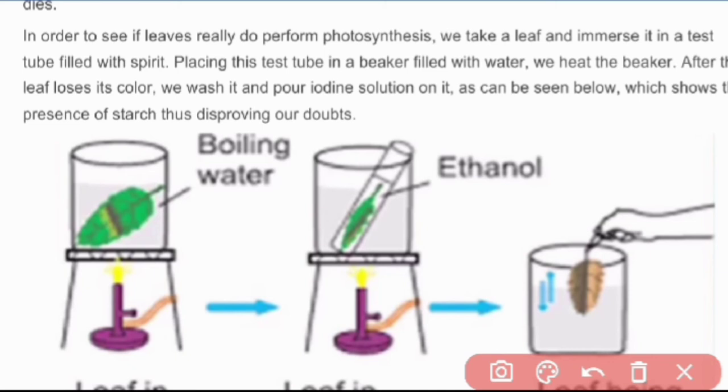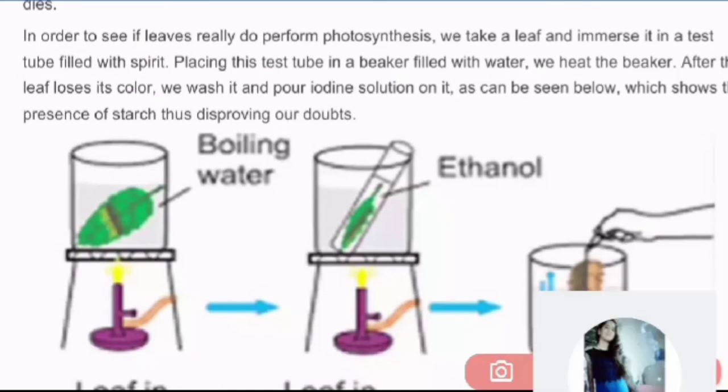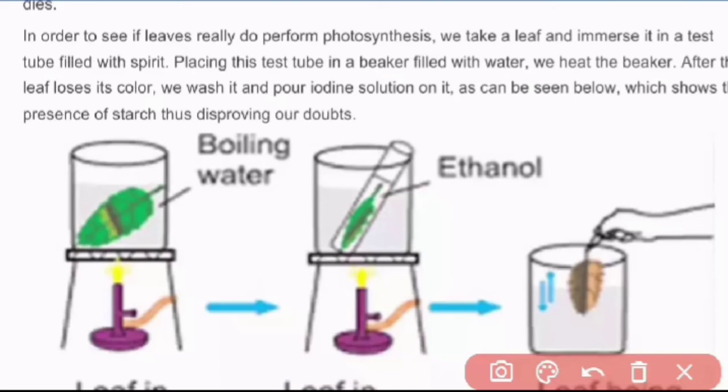Now how can we observe if a leaf has starch or not? अगर किसी leaf में starch present है या नहीं है, how can we observe that? हम इसको कैसे पता लगा सकते हैं? We can do this by performing an activity. Now in this activity what we have to do? First of all, we have to take a beaker. In that beaker, we have put some amount of water. And after that, in that water, we have put a leaf.